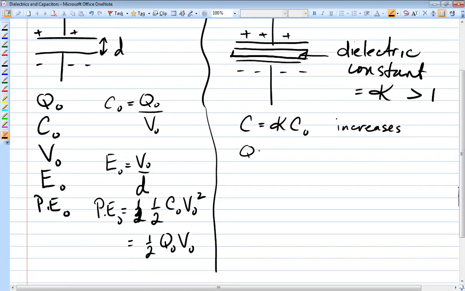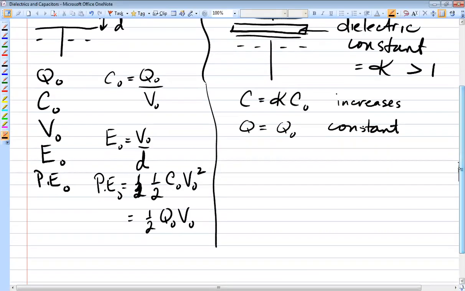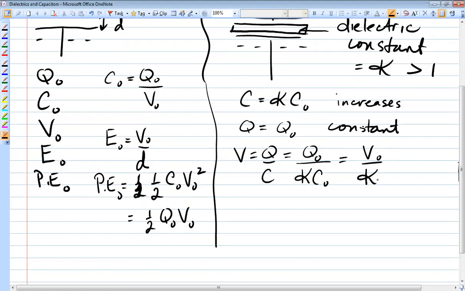Now, the final charge on this capacitor can't change. It remains Q0. There's nowhere for it to go. There's no battery. It doesn't jump through the gap. And so that stays constant. Once we have C and Q, that dictates the voltage. The voltage by definition is Q over C, and this new charge is the same as Q0, but the new capacitance is kappa C0. And so this voltage is related to the initial voltage by a factor of 1 over kappa. So this decreases, as I said, because of that electric field decreasing.